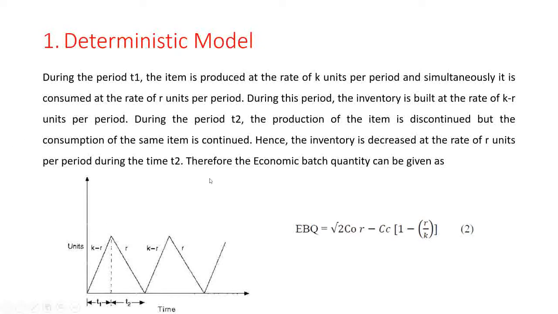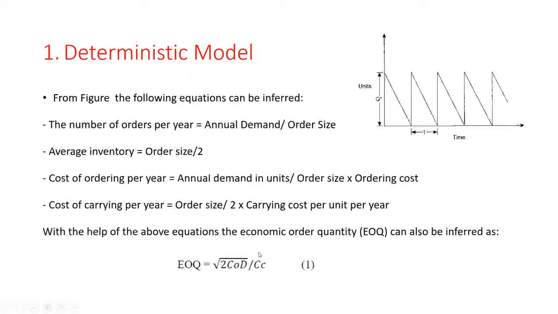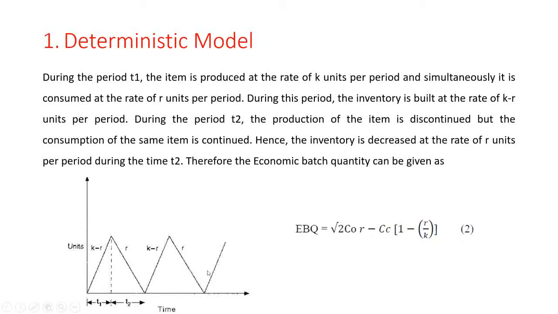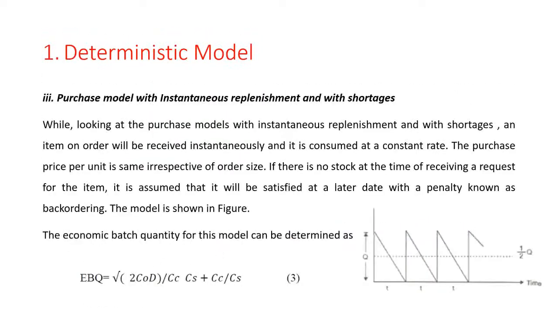So here inventory decreases at the rate of R units per period for the time T2. In the root of CO R, we are using the demand rate, the rate unit R. Here the R rate unit increases, but for the time period T2 it decreases. So for the carrying cost per unit we are using 1 minus R divided by K. This is the second type of deterministic model.